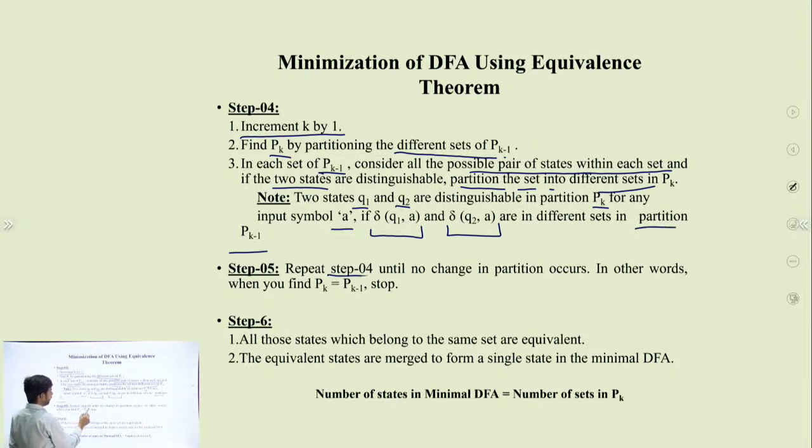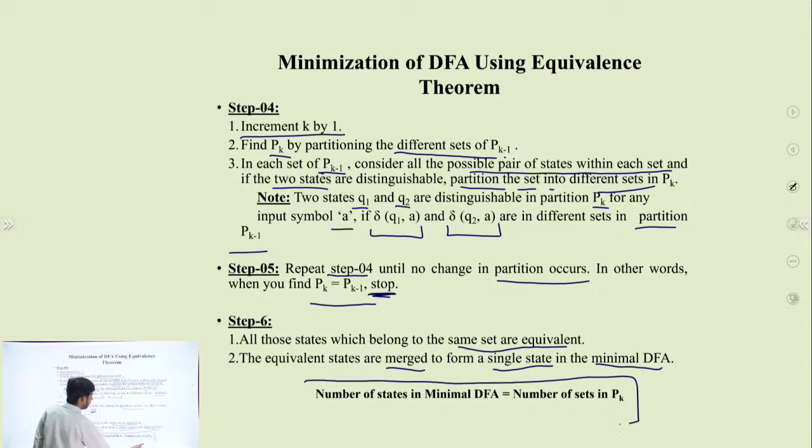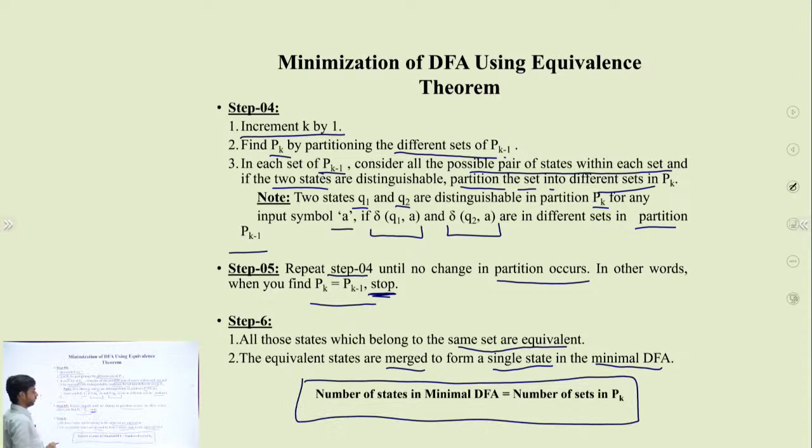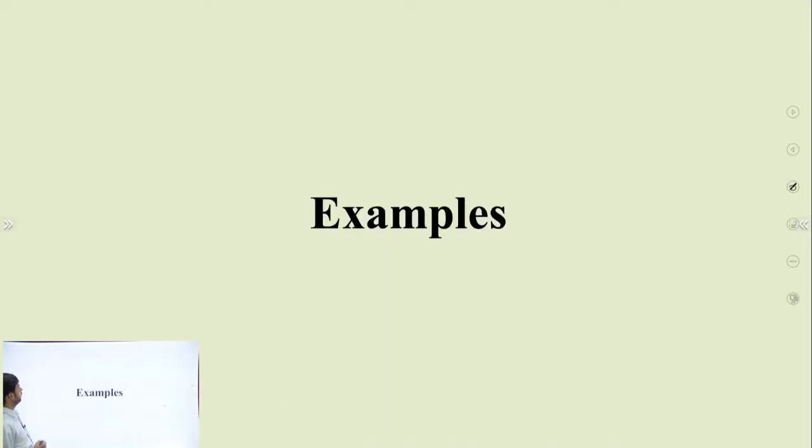Repeat step 4 until no change in partition occurs. In other words, when Pk equals Pk minus 1, then we will stop. All those states which belong to the same set are equivalent, and the equivalent states are merged to form a single state in the minimal DFA. So the number of states in the minimal DFA is the number of sets in Pk. We will see with an example.